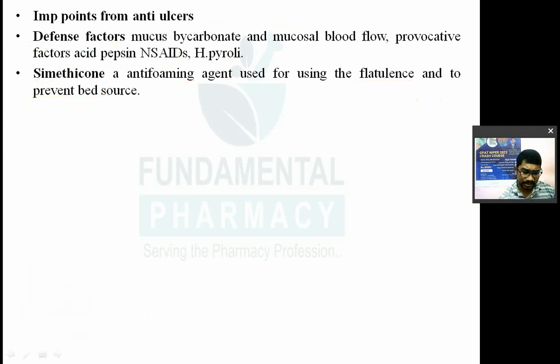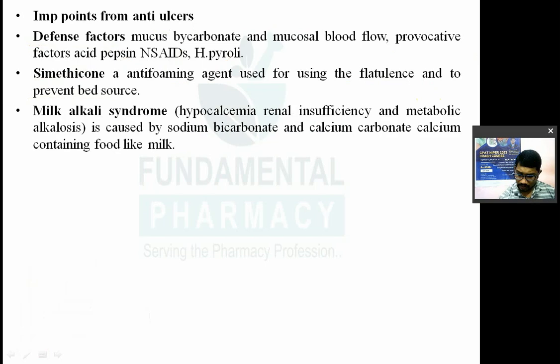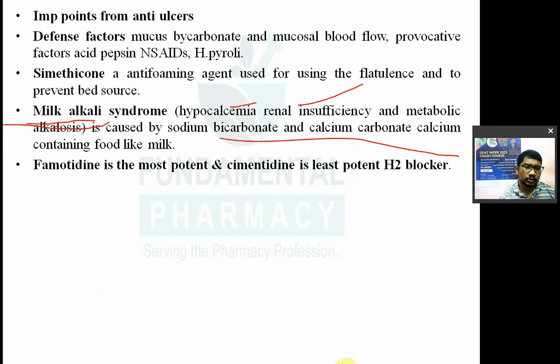Antacids containing calcium. Those antacids which have calcium in their structure, or which have calcium ions, have an adverse effect: milk alkali like syndrome. Calcium containing and systemic antacids cause milk alkali like syndrome. So hypercalcemia is there, renal insufficiency is there and metabolic alkalosis is there. It is caused by sodium bicarbonate and calcium carbonate or milk containing or calcium containing food.